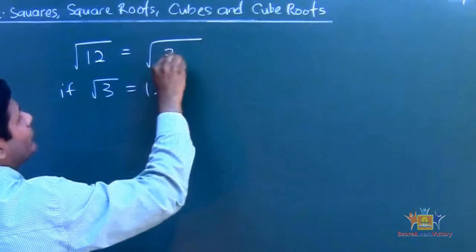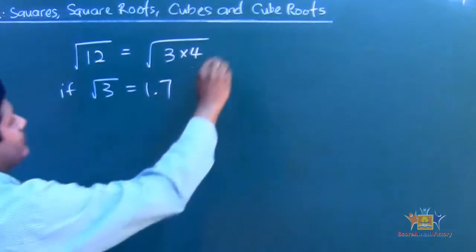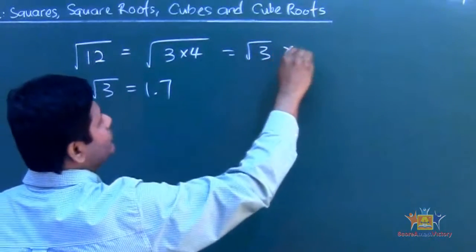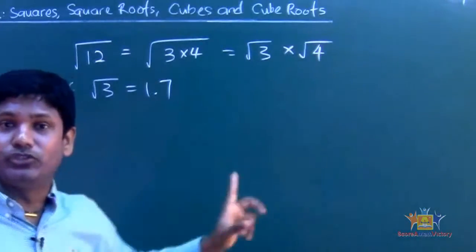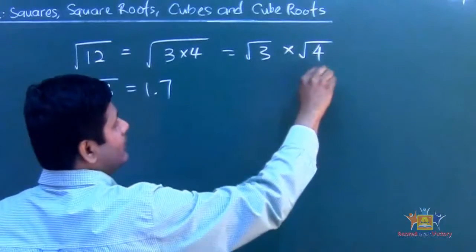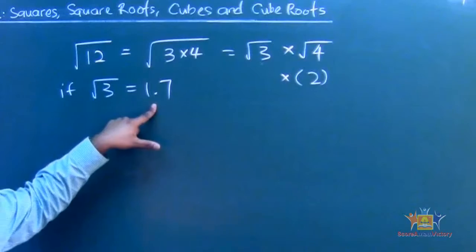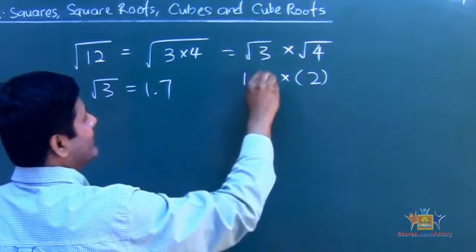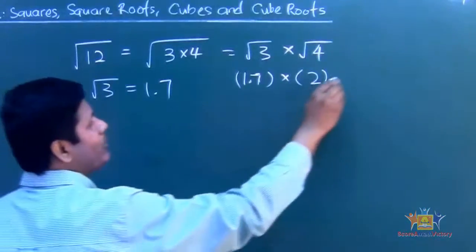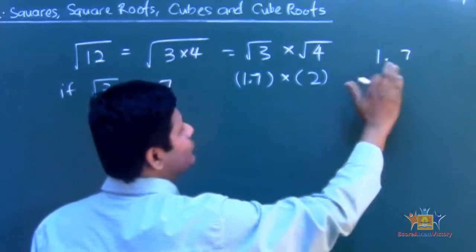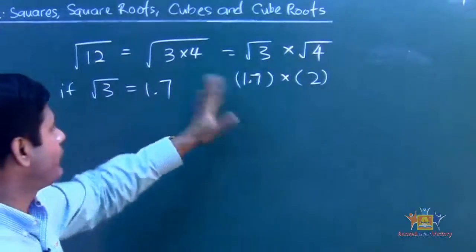Look, 3 times 4. Can I break this apart? Yes, square root of 3 times square root of 4. Do I know square root of 4? Yes, which is 2. Now, do I know square root of 3? I gave you 1.7. Can I find the final answer? Yes, 1.7 times 2. But in this case, we're going to use what? Forget now, remember later. Okay, so we're going to forget the decimal.